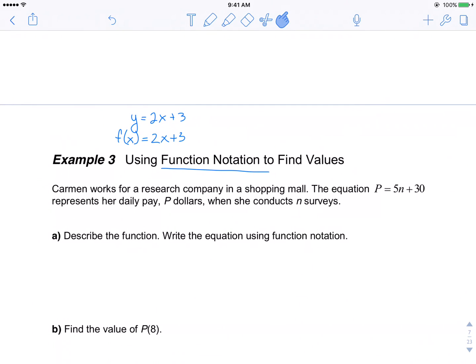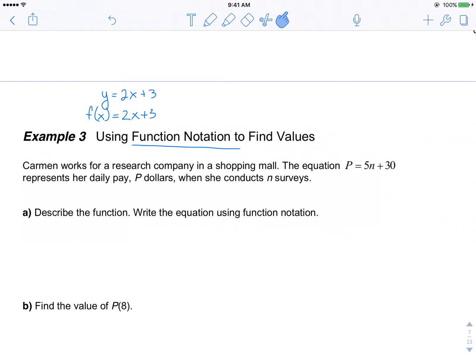Okay? So you have to remember that because we're going to deal with function notation, and questions are going to ask you to write equations using function notation or change a function notation equation to an actual equation. Okay? Example 3. Carmen works for a research company in a shopping mall. The equation P is equal to 5n plus 30 represents her daily pay. P, of course, being dollars. How much money is she paid when she conducts n number of surveys? Describe the function. Write the equation using function notation.